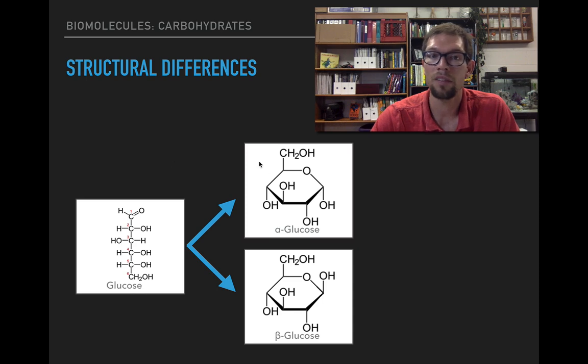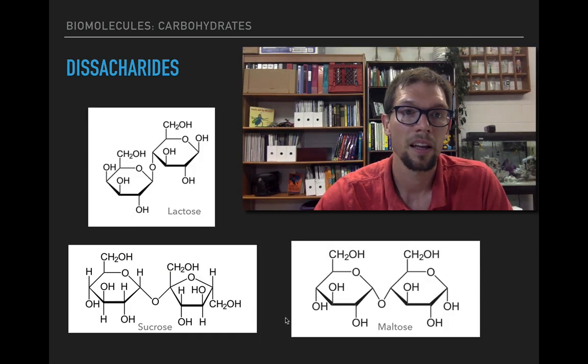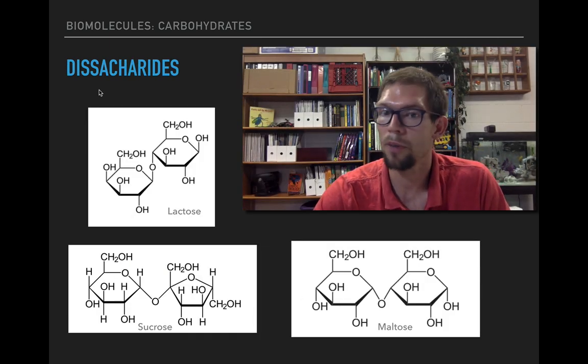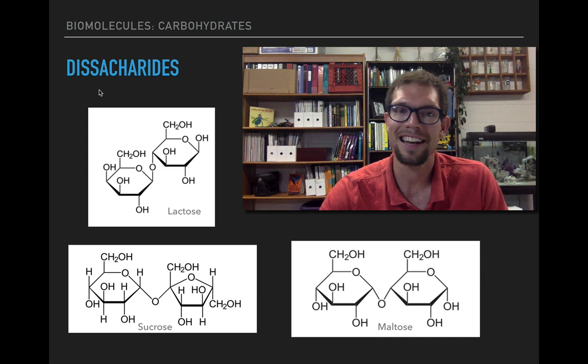So all of these sugars exist in equilibrium between an open chain form and the closed chain form. And when they open and close, how the hydroxyl group on the end ends up positioned can be one of 2 different ways. You can either have an alpha glucose or a beta glucose. And this is going to be important, especially when we get to the polysaccharides and look at how they're put together. Now, take 2 monosaccharides, put them together, you get disaccharides.